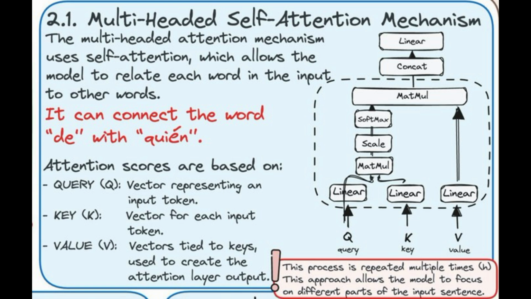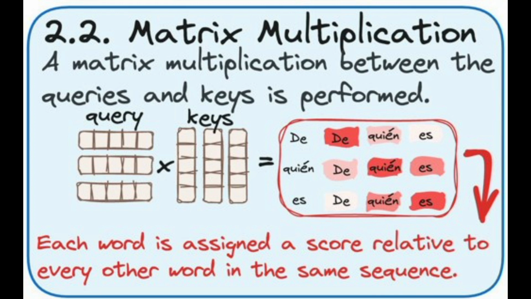You mentioned those before, but I'm still a little fuzzy on what they actually do. Okay, think of it this way. Each word has three versions of itself: the query, the key, and the value. The query is like the word saying, hey, everyone, this is what I'm all about. Does this ring a bell for anyone? So the query is the word's way of putting itself out there, looking for a connection.